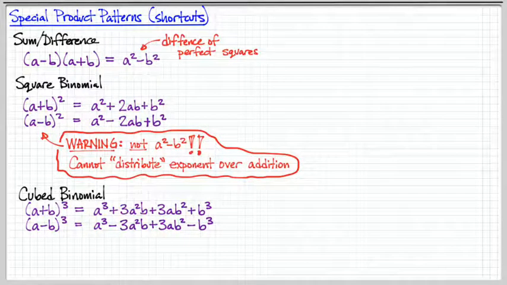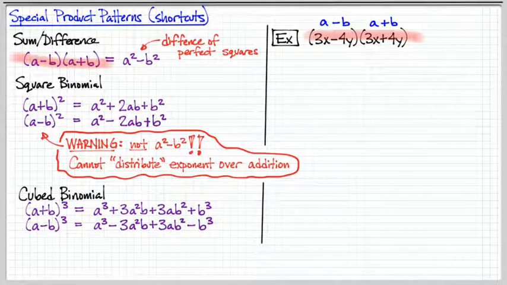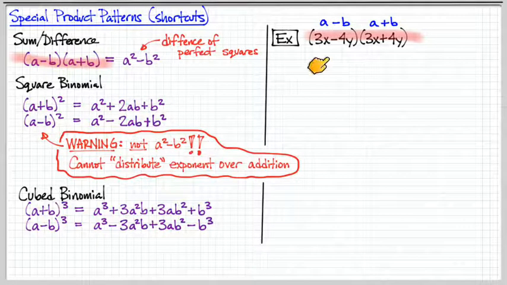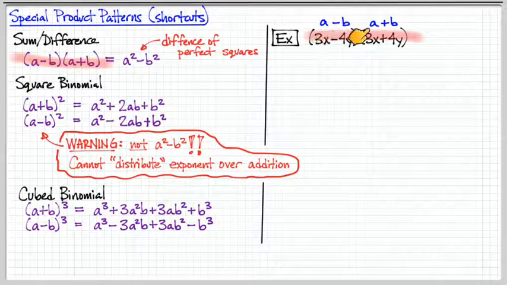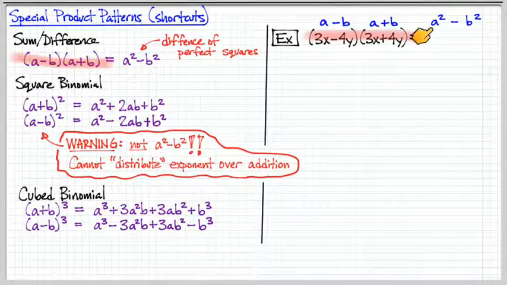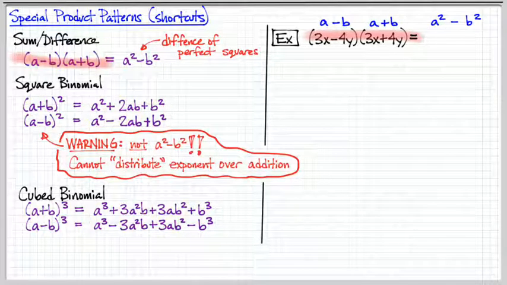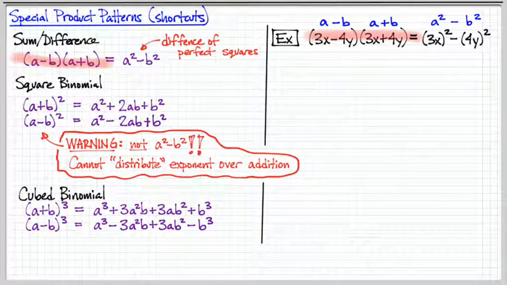Now how can we apply these? Here's some examples, and the key thing is to recognize that these match up, that this matches this form. Basically, we have an a minus b and an a plus b form that we can then convert to a squared minus b squared using our shortcut. So we can then just pack this in.